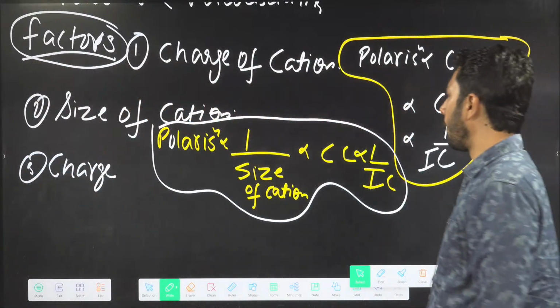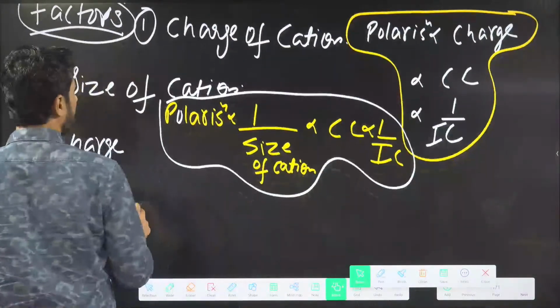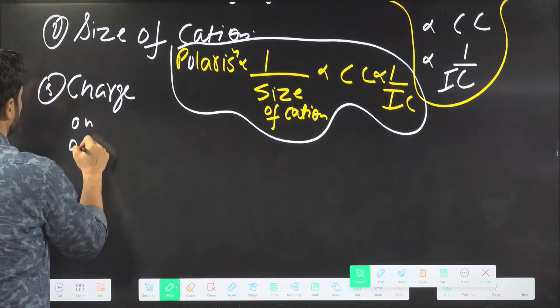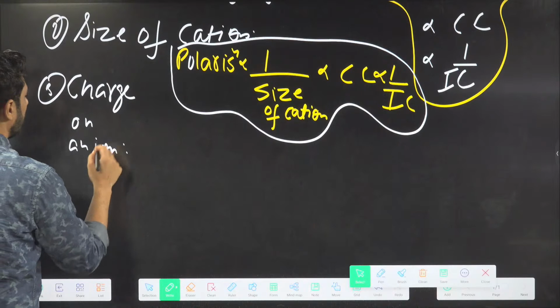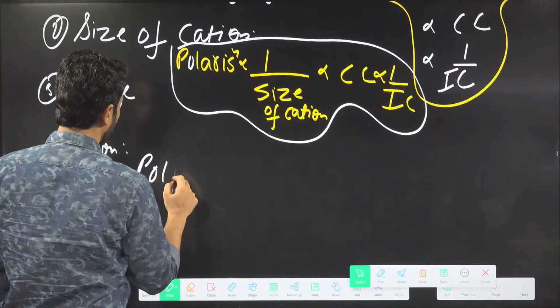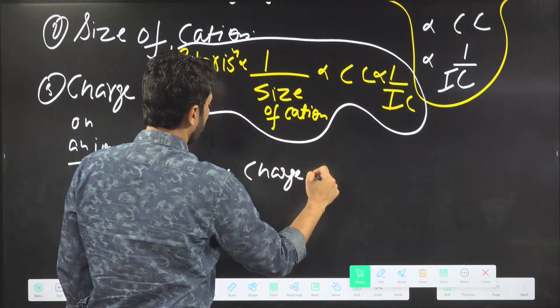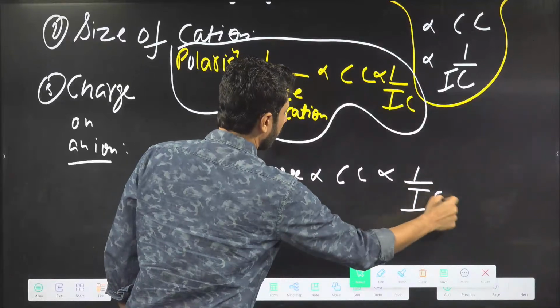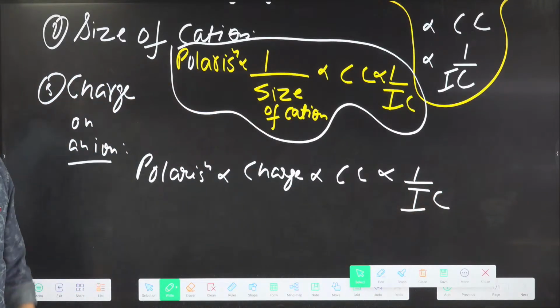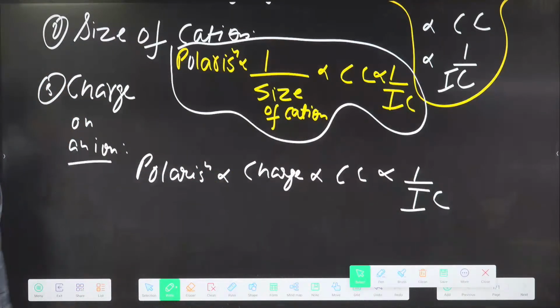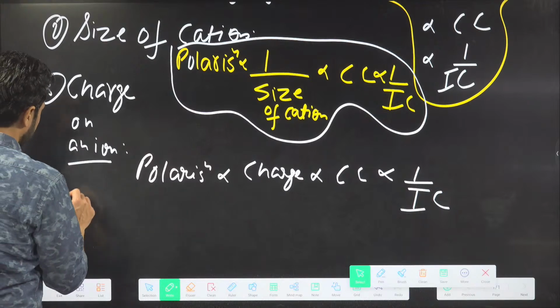ठीक. Next term is charge on the anion. Charge on anion same, just like cation. More charge on anion, more is polarization. So polarization is directly proportional to the charge, directly proportional to the covalent character, inversely proportional to the ionic character. More charge on anion, more easily it will distort towards cation. Hence, more covalent character and lesser will be the ionic character. Next point, charge on anion हो गया.